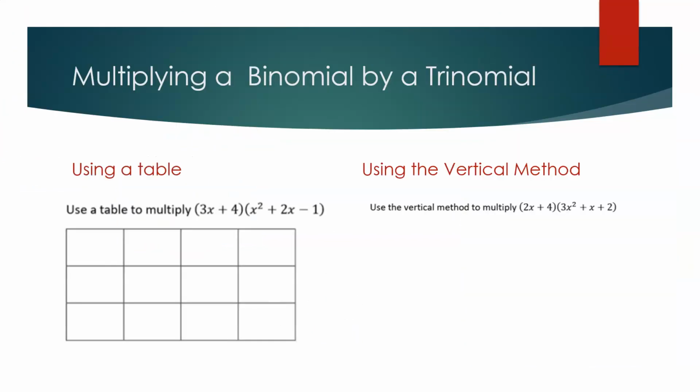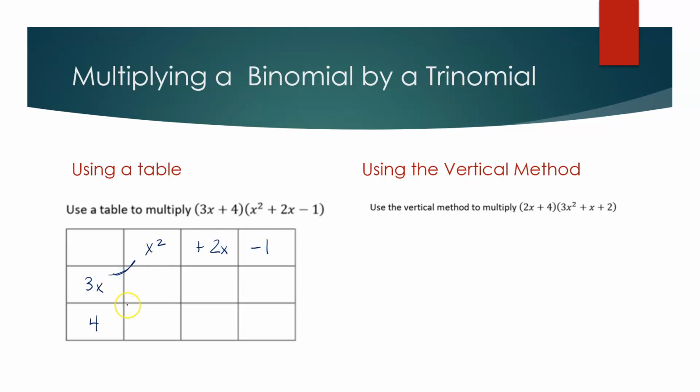So now we're going to multiply a trinomial by a binomial. That means multiplying something with 2 terms by something that has 3 terms. So let's try the table with this. And the first one says multiply 3x plus 4 times x squared plus 2x minus 1. And we're going to follow the same procedure.